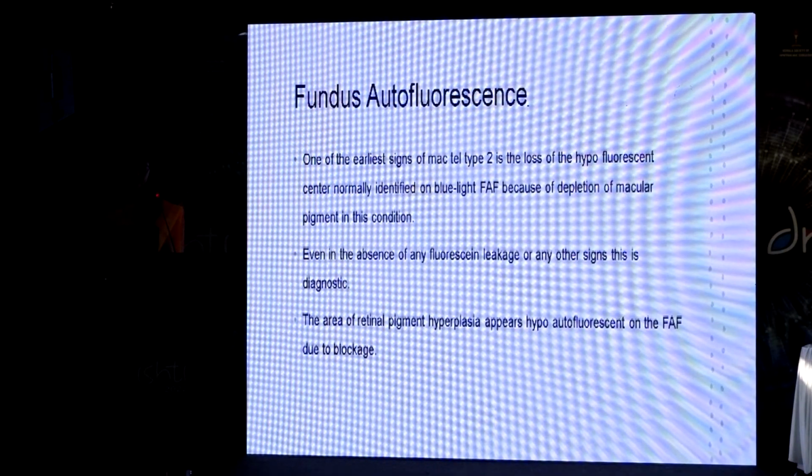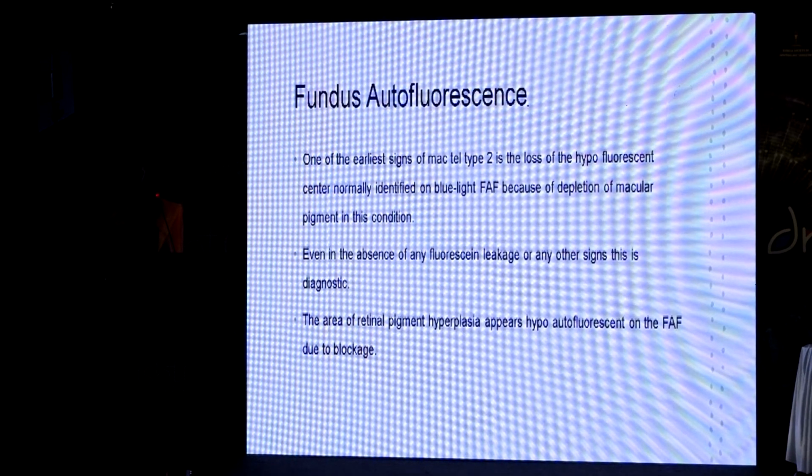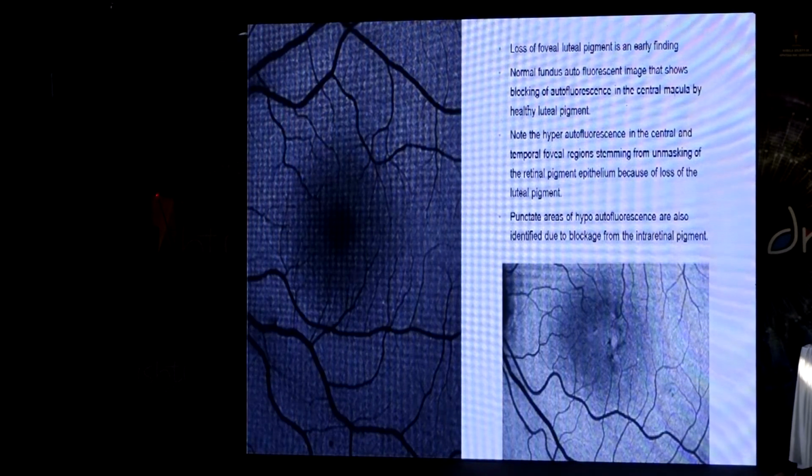Fundus autofluorescence is one of our important tools that we can use to identify early Mactel, because on blue light FAF, because of depletion of the macular pigment, you can see the hypofluorescent area even in the absence of any fluorescent leakage on FFA. So there is loss of the luteal pigment that causes the hypofluorescence on FAF.